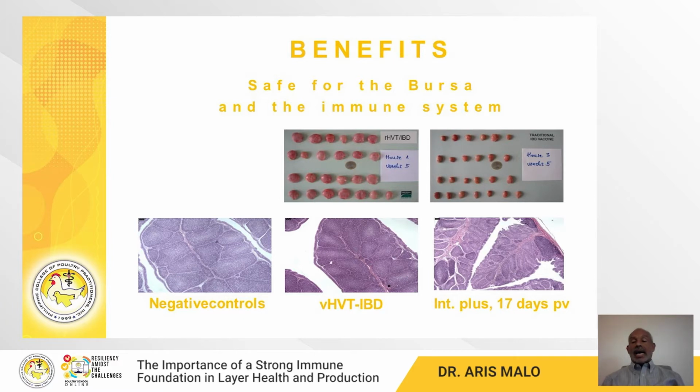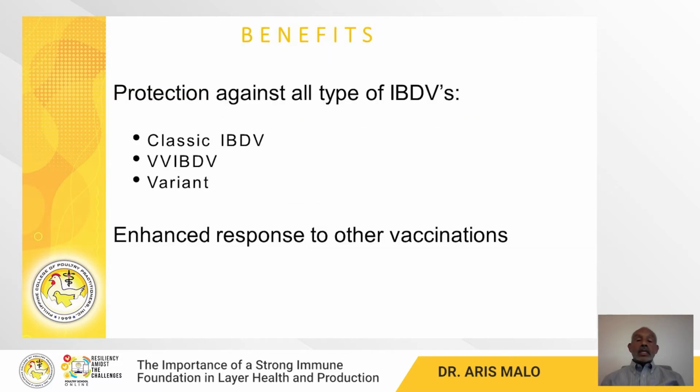And on the right side below, we see the bursa of birds that were vaccinated with an intermediate plus type of vaccine 17 days later, showing some of the lesions that this type of vaccines produce in the bursa of Fabricius, and in the upper picture reflected on the size of the bursa. We will find smaller bursas in these birds. So altogether, by using the recombinant HVT IBD vaccine, we will get protection against all types of IBDVs, classical, very virulent strain, and variants, and we will get enhanced response to other vaccinations.